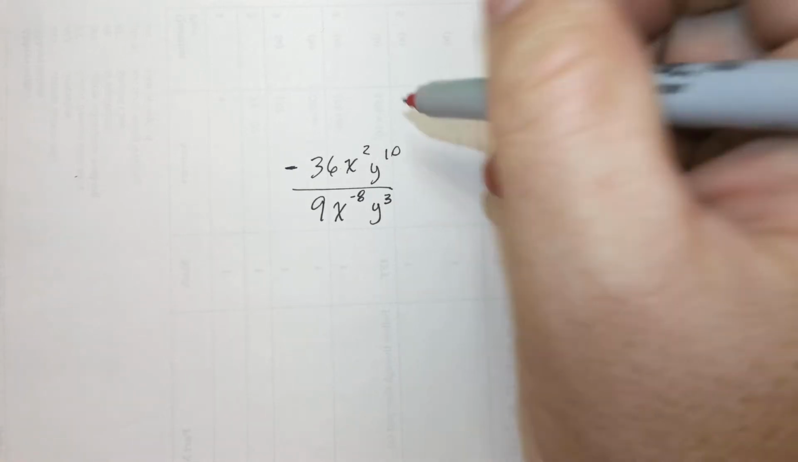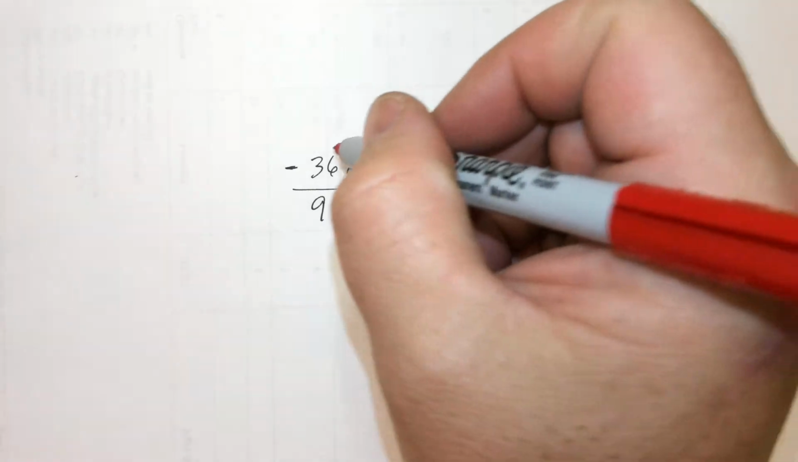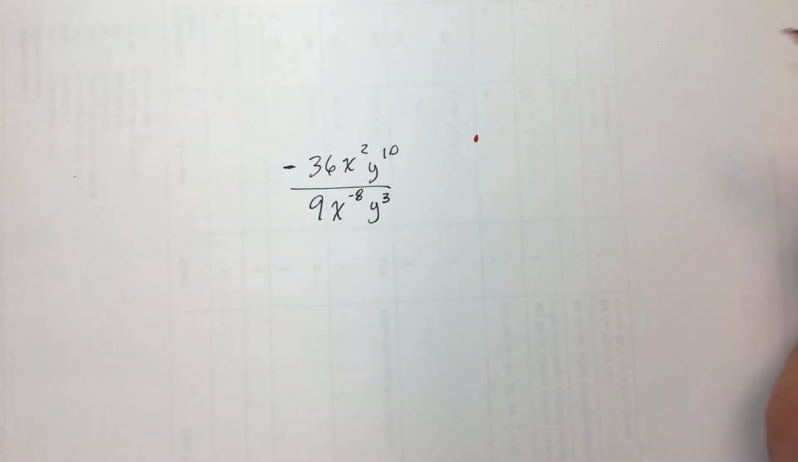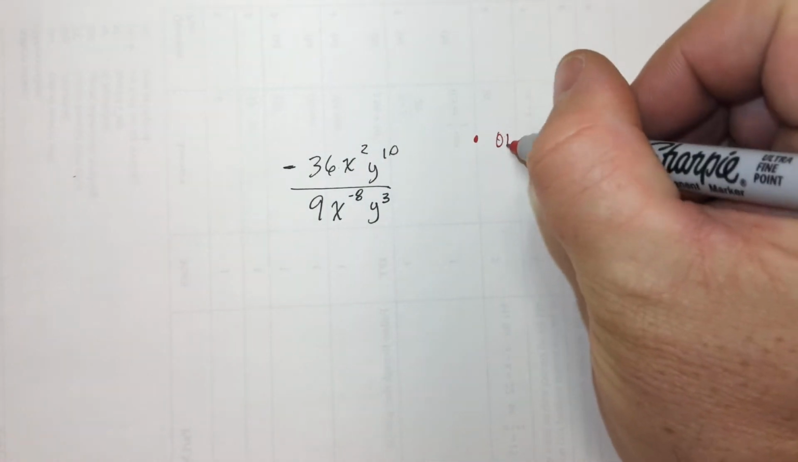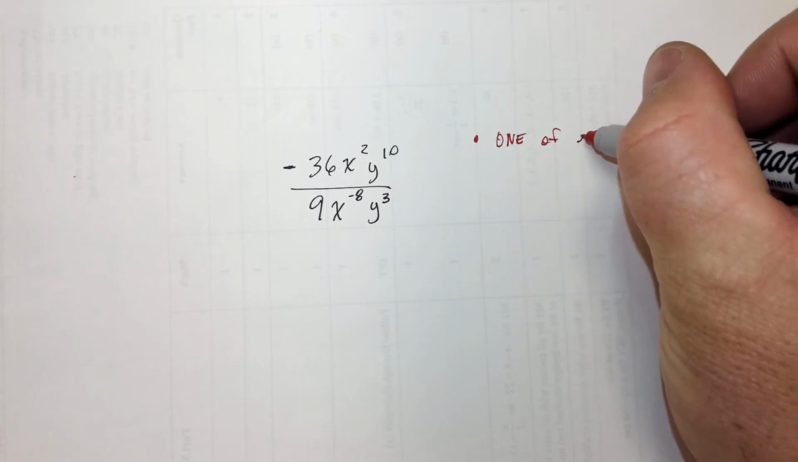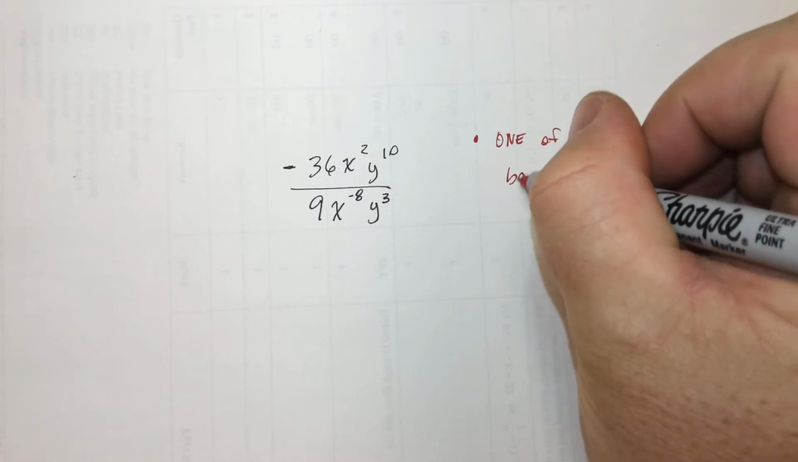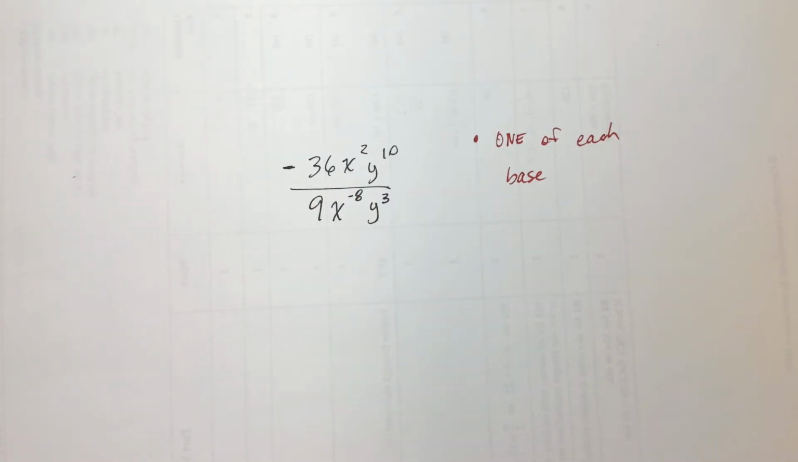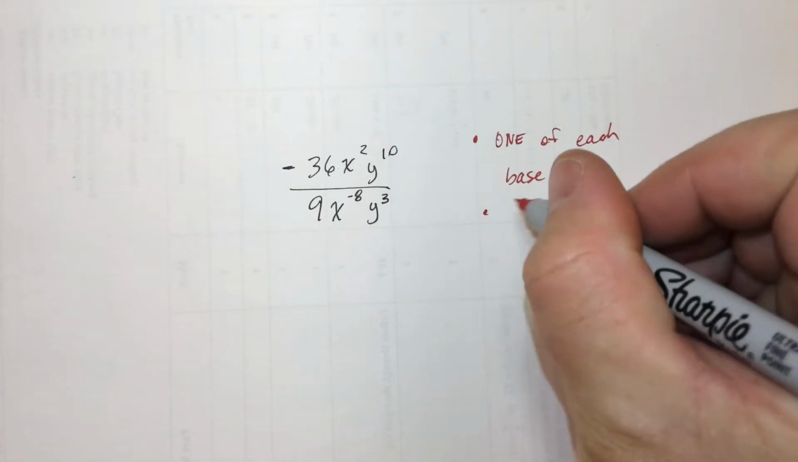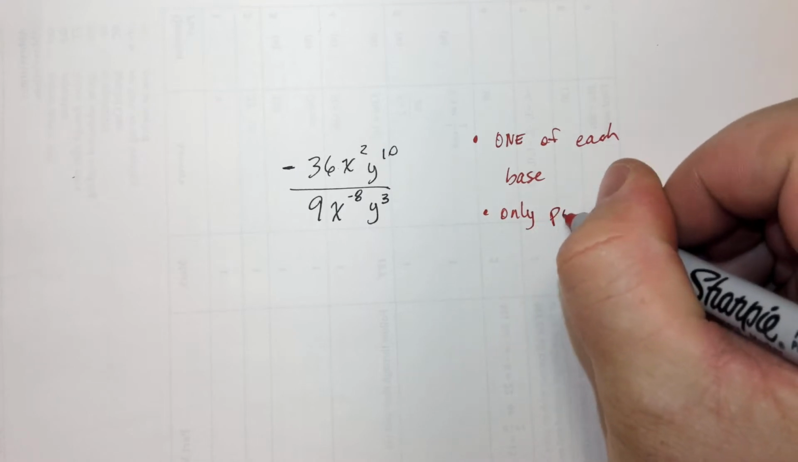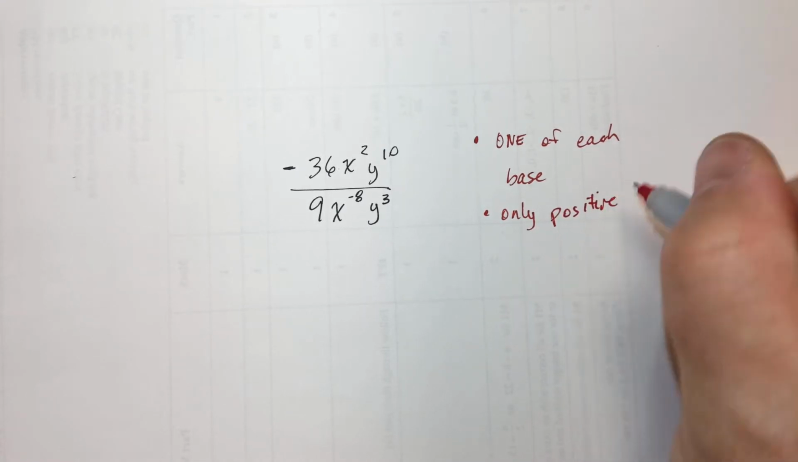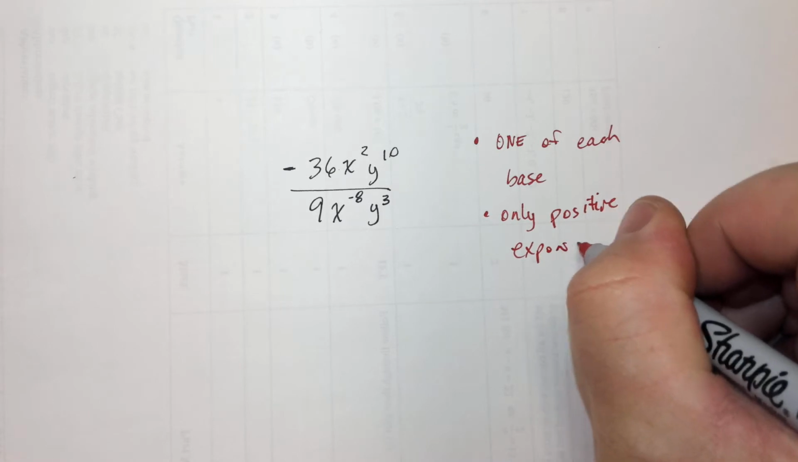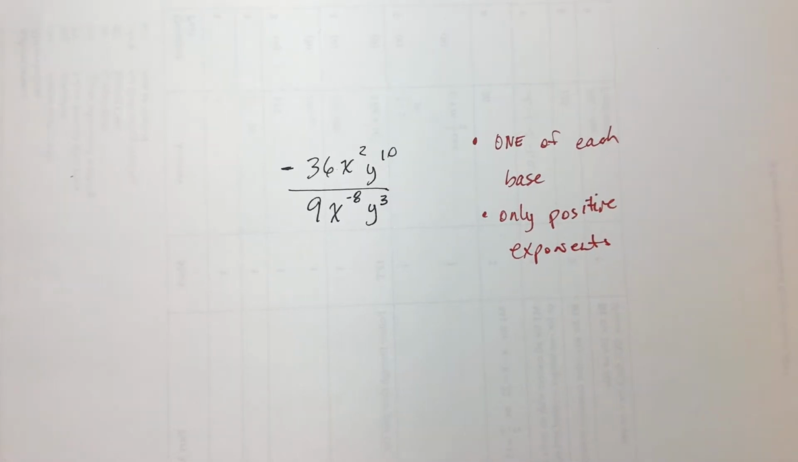So we're going to solve this. So Alex, when we're done, we have to have only one of each base. Okay? So that means only one x, one y, and one whole number. Well, we can have more than one whole number, but only if they're really ugly, with big exponents. And then only positive exponents. That's right. You're not done until all your exponents are positive.